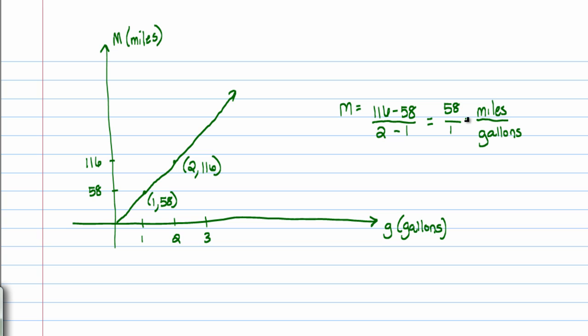And so if you want to interpret the meaning of the slope, it means you get 58 miles per 1 gallon, or basically per gallon. So not only do you get a numerical answer, but you get an interpretation, 58 miles per gallon. So this means your car gets 58 miles a gallon. So then let's actually try some nice setup examples.